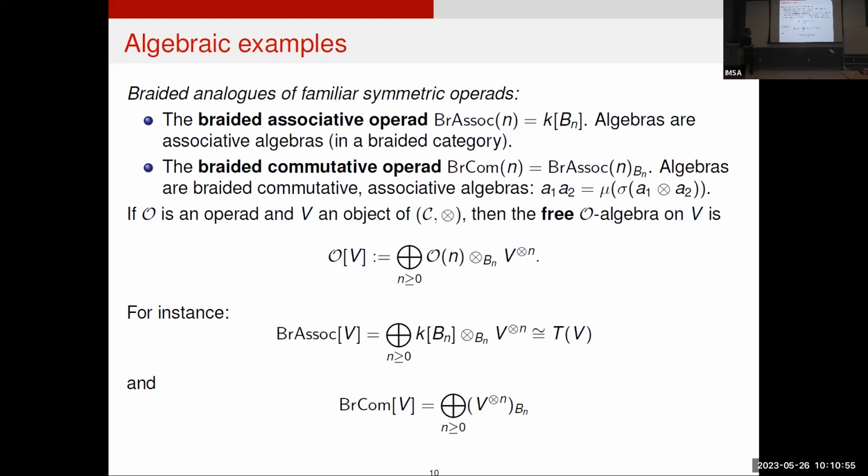That's my tensor algebra. And then similarly, the free braided commutative algebra is gotten by taking the tensor algebra and taking the braid co-invariance in the nth terms.